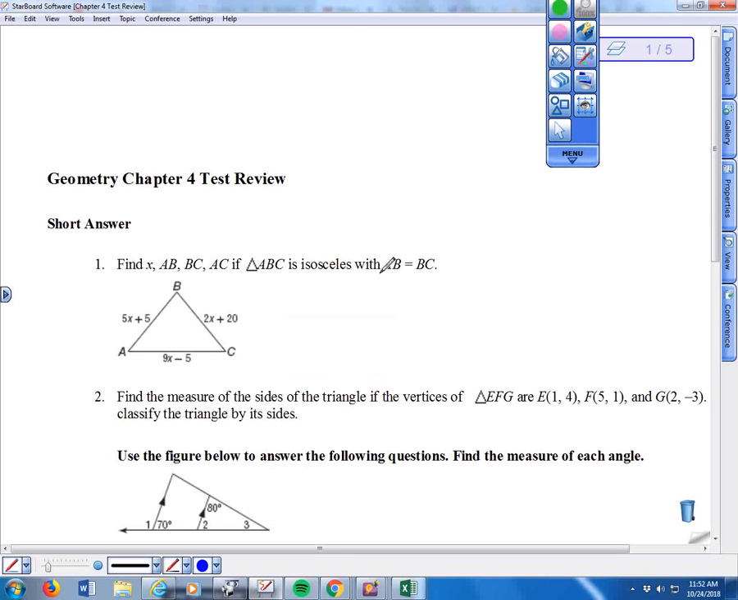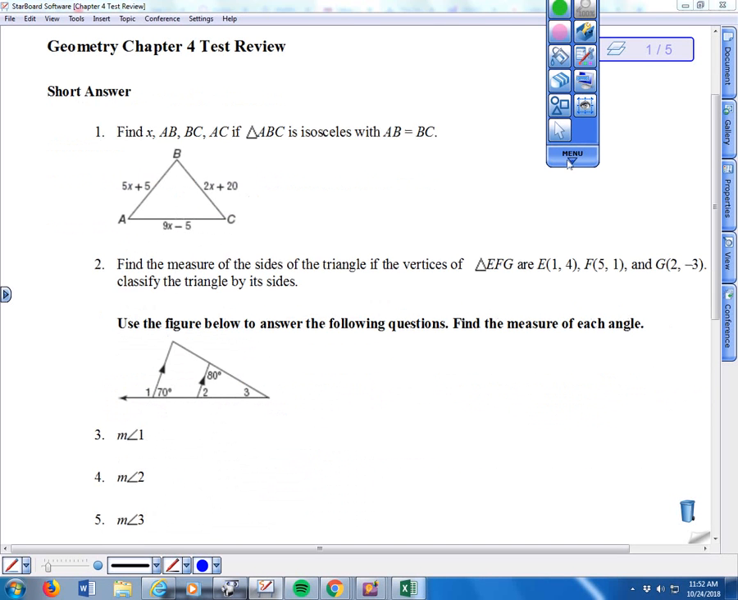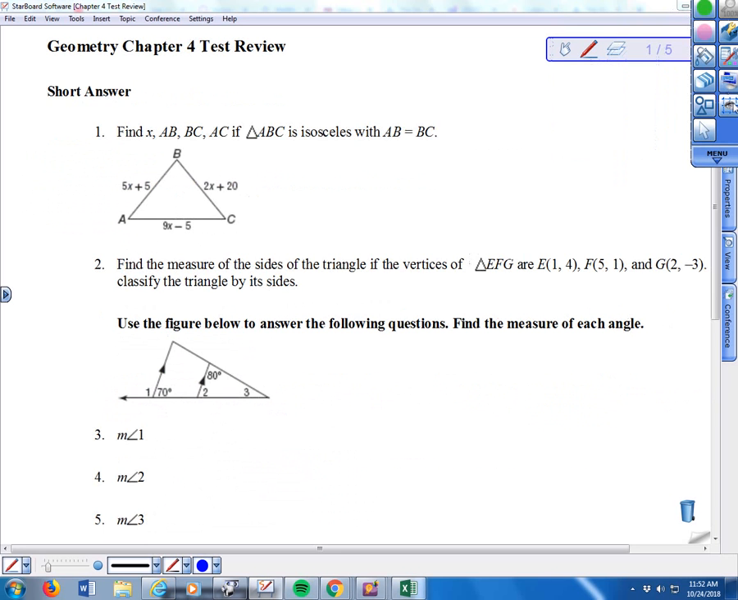Right. So first question, this looks like testing our knowledge on isosceles triangles. It says AB is equal to BC. So I would encourage you again to mark up your test just so you don't get confused and think it's these two that are congruent. Okay, so if those two are equal, all I need to do is set those two side lengths equal to each other and solve for x.